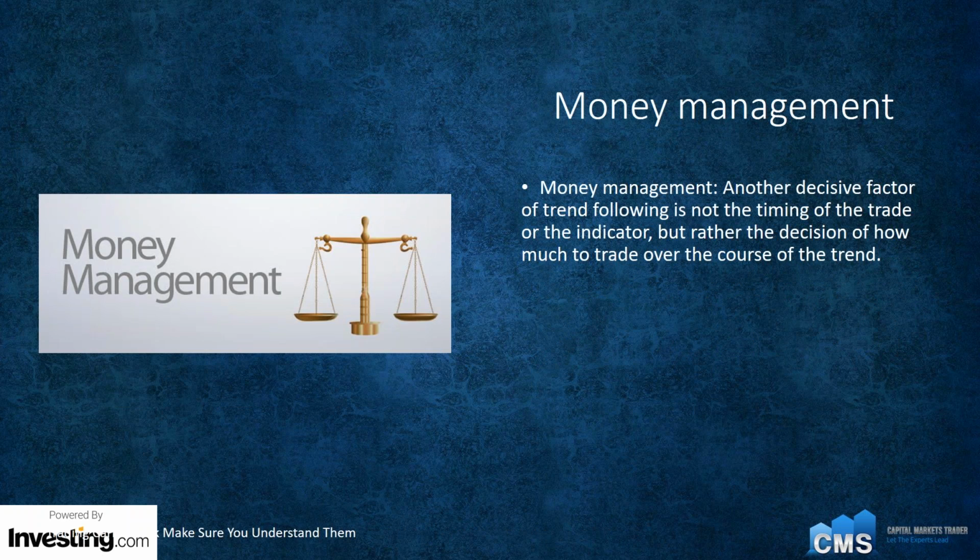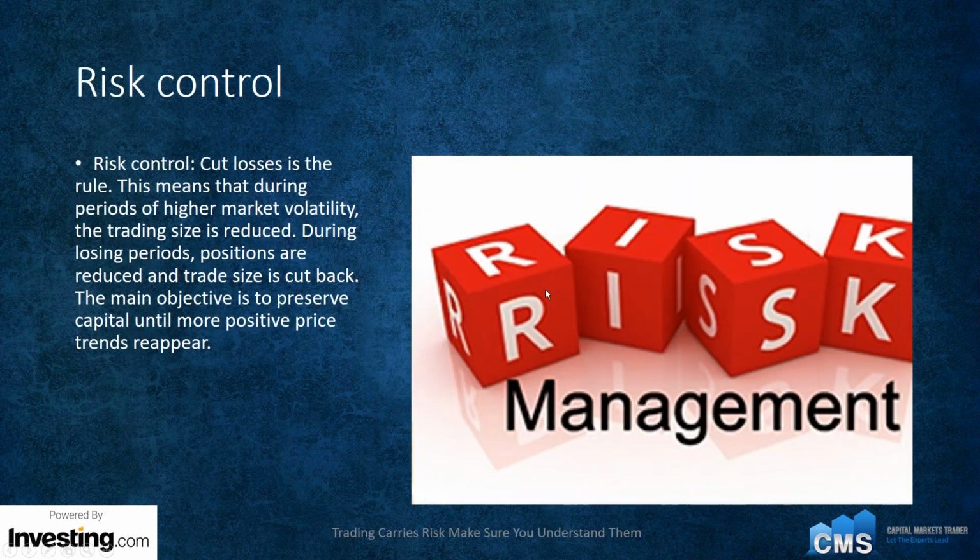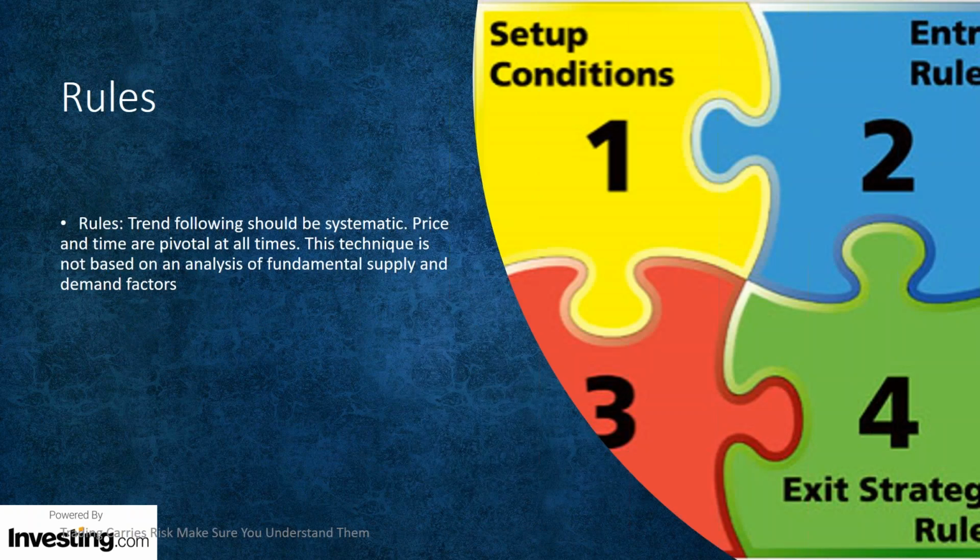Two, money management. Another decisive factor of trend following is not timing of the trades or an indicator, but rather the decision on how much to trade over the course of the trend. Three, risk control. Cut loss is the rule. This means that during periods of higher market volatility, the trading size is reduced. During losing periods, positions are reduced and trade sizes are cut back. The main objective here is to preserve capital until more positive trends appear.